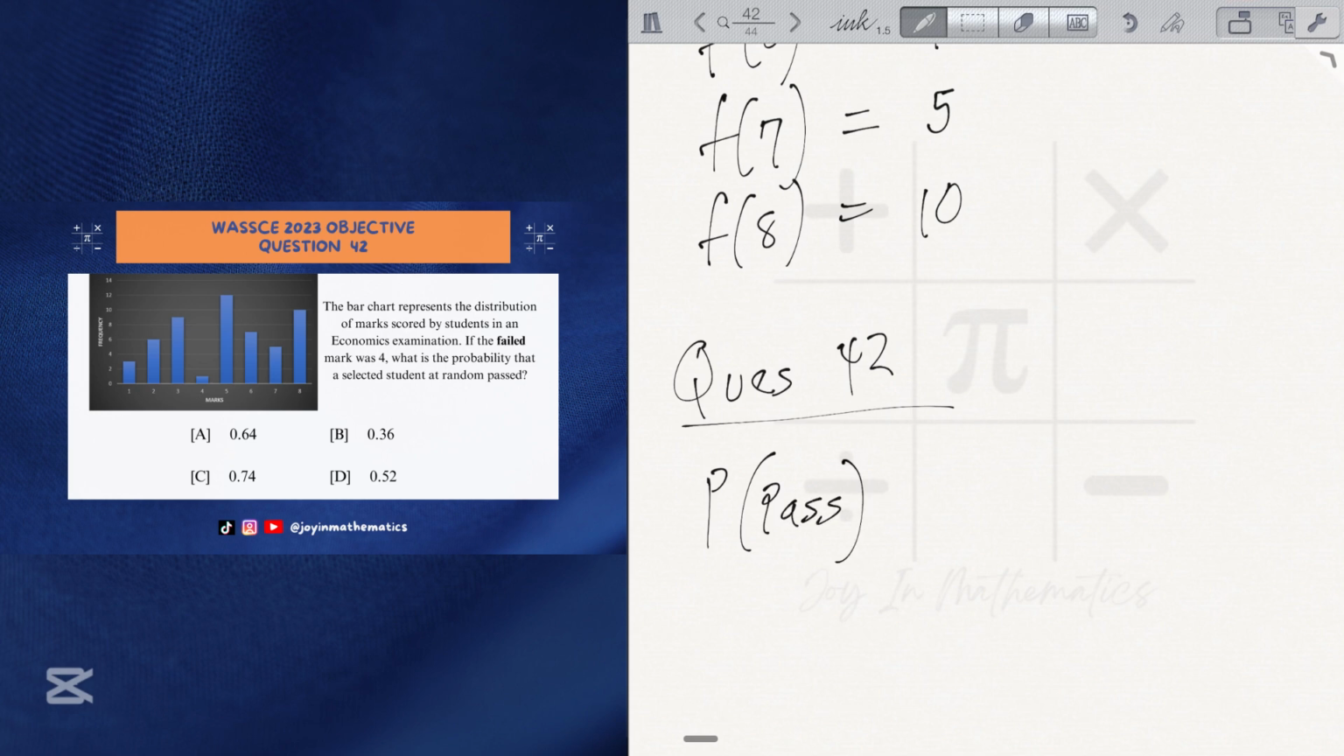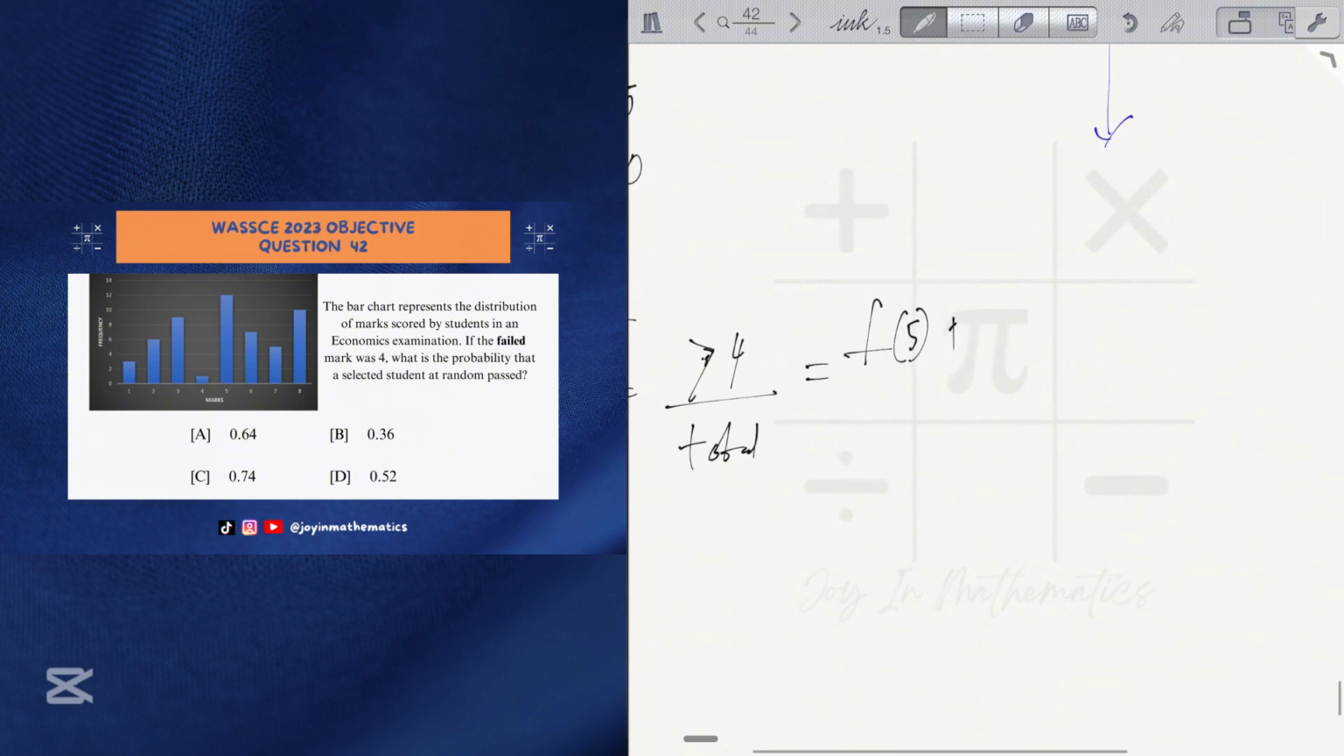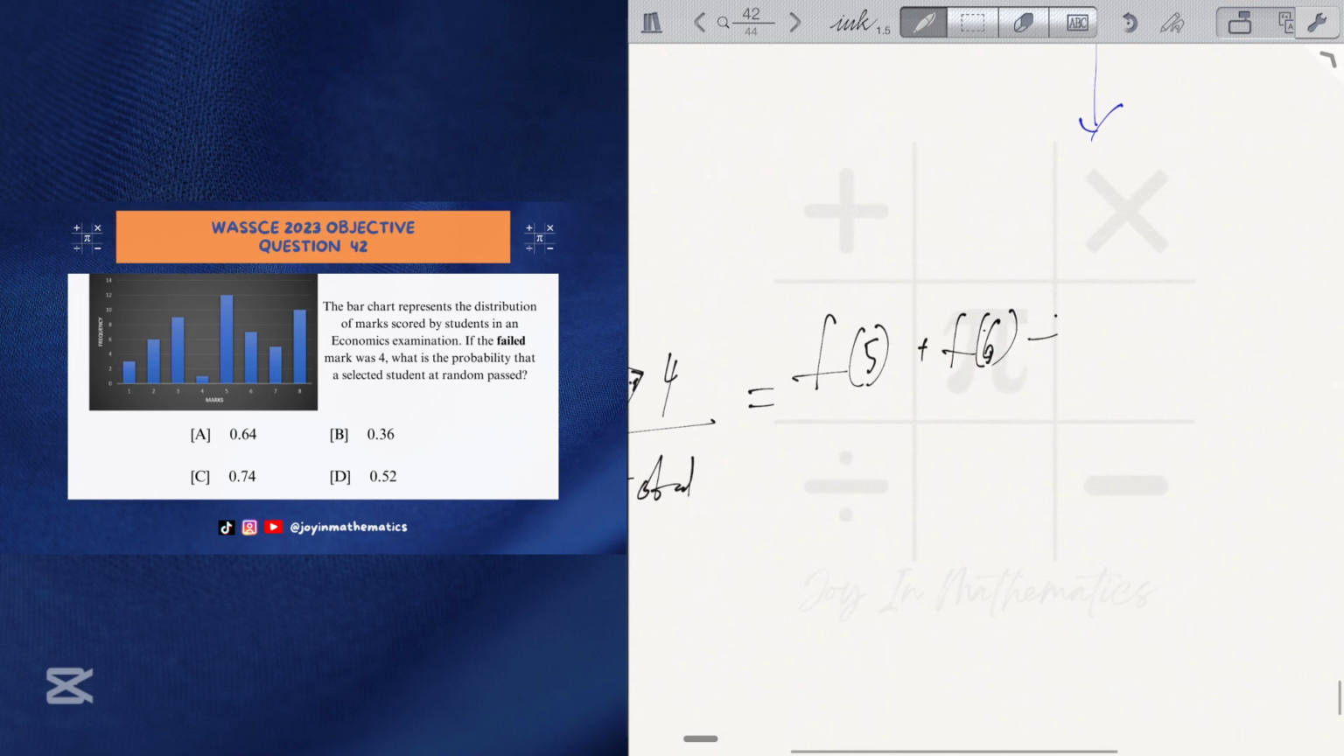Now let's look for the probability of pass. Pass means the student must score greater than 4, divided by the total. So greater than 4 in this case means the frequency of 5, we also have the frequency of 6, the frequency of 7 and the frequency of 8, all divided by the total.